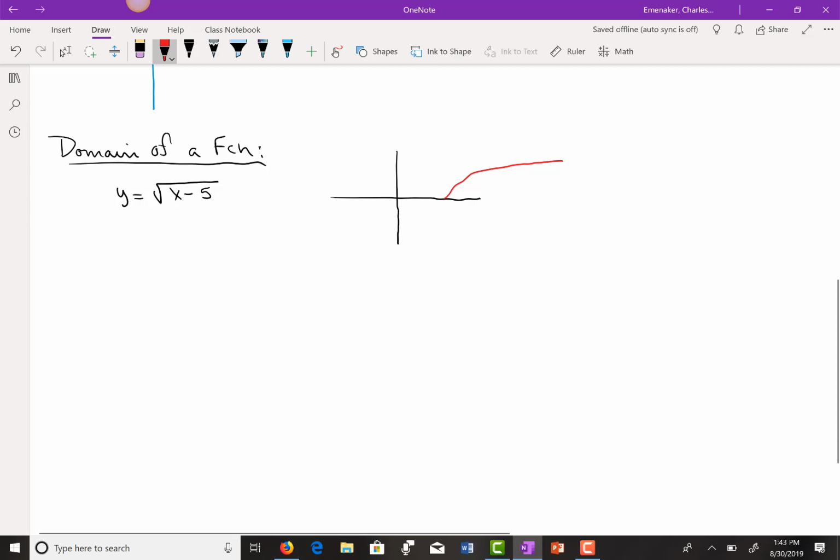We'll try it. If you replace x with 3, what do you get? -2, don't you? Is the square root of -2 legal in the real numbers? No. In fact, what kind of number is that? It's an imaginary number.